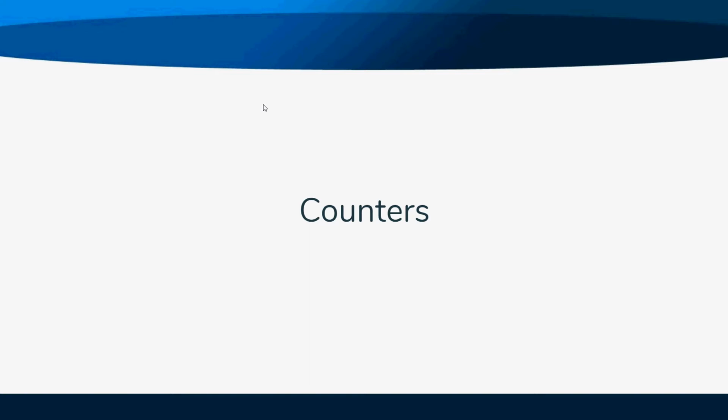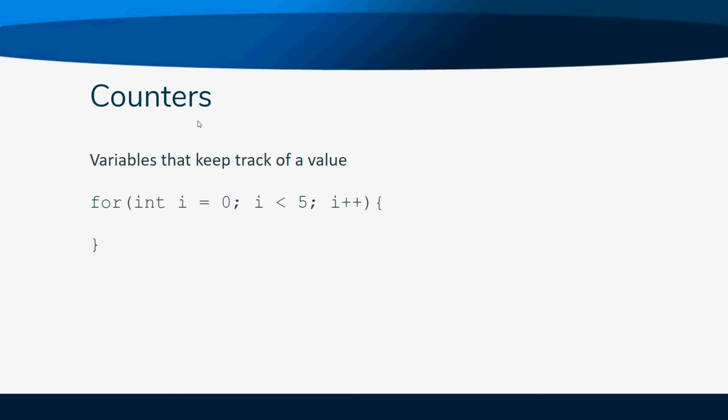We're going to finish our discussion today and talk a little bit about counters. Now we've used counters before, but I want to show you a little bit more with them and reinforce what you know. So a counter is a variable that keeps track of a value. In our for loop, we actually have a variable i that it's keeping track of.